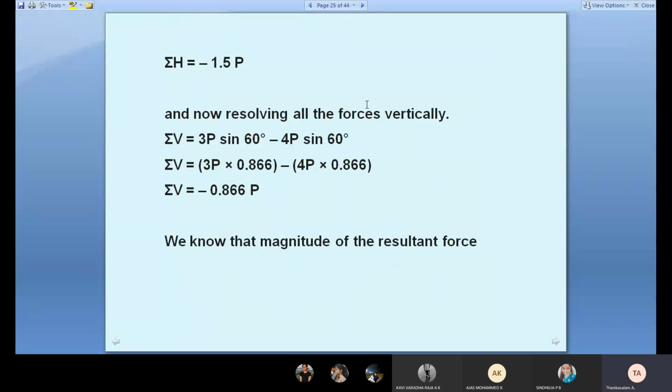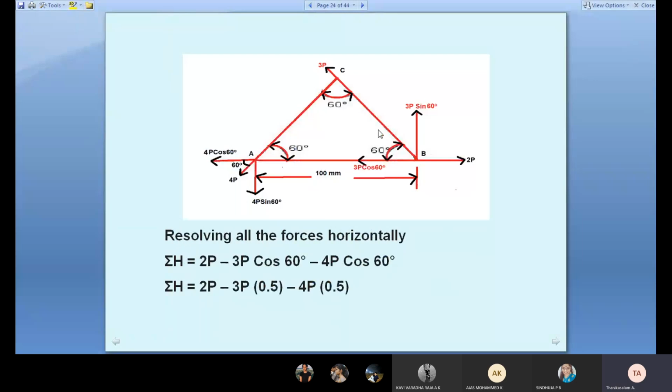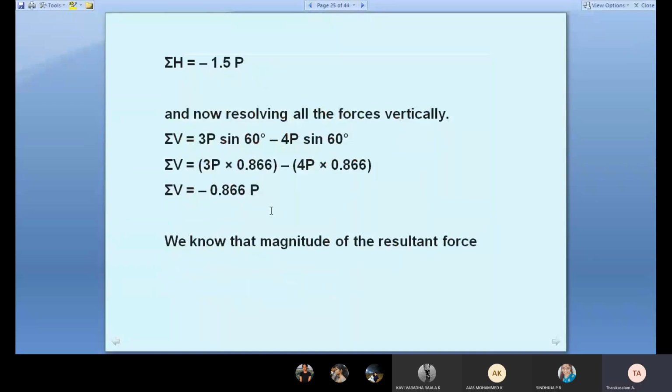Now resolve the vertical forces. What are the vertical forces? 3P sin 60 plus, and then minus 4P sin 60 downward. See here, 3P sin 60 minus 4P sin 60. After applying, the summation of vertical forces equals minus 0.86P.